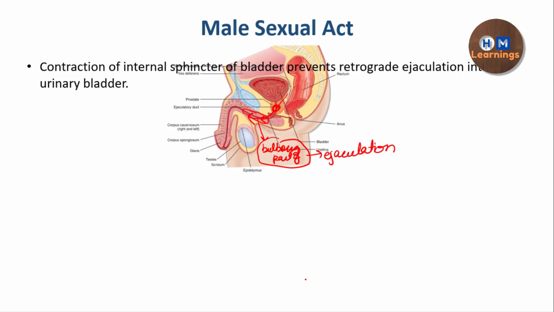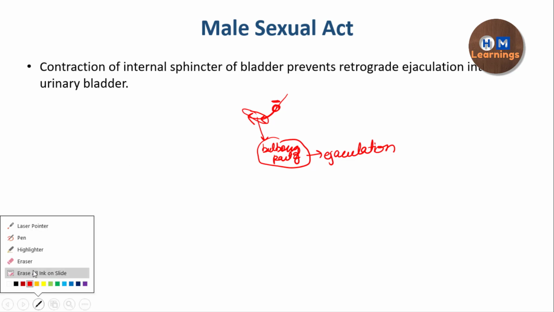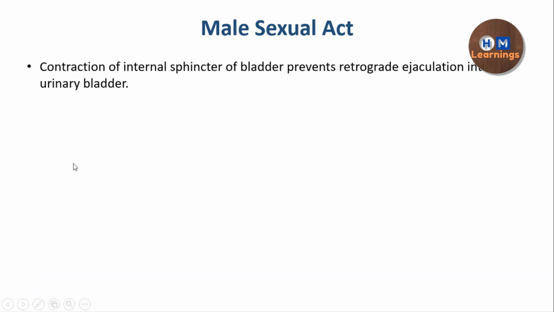And then there is contraction of the internal sphincter of the urinary bladder, so that there is no retrograde ejaculation, or the semen, the ejaculate, doesn't enter into the urinary bladder. Okay, so this was about the emission. Now we will talk about the next part, which is called the ejaculation.